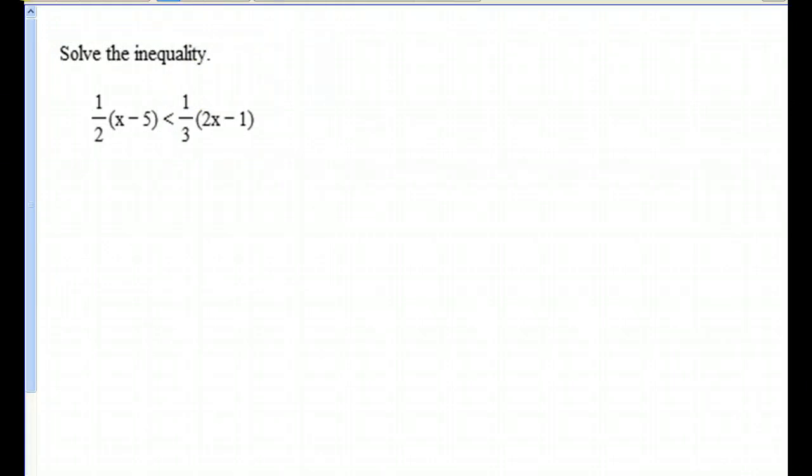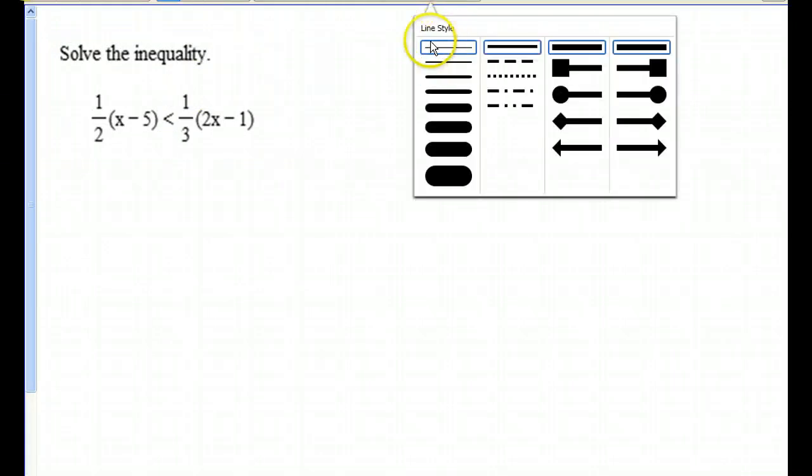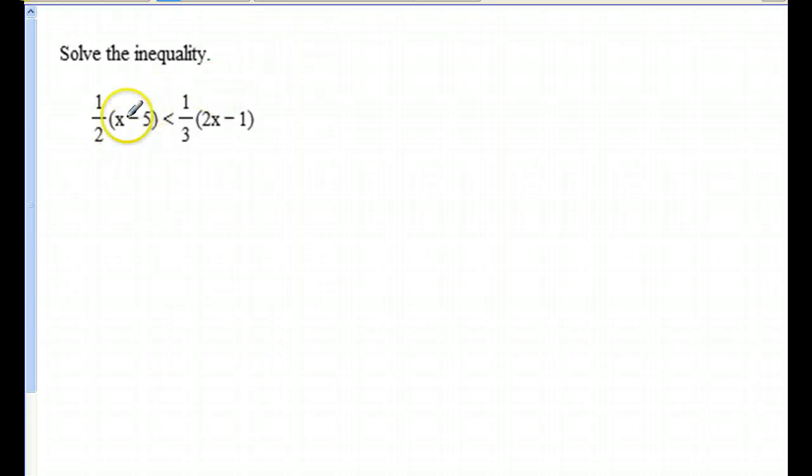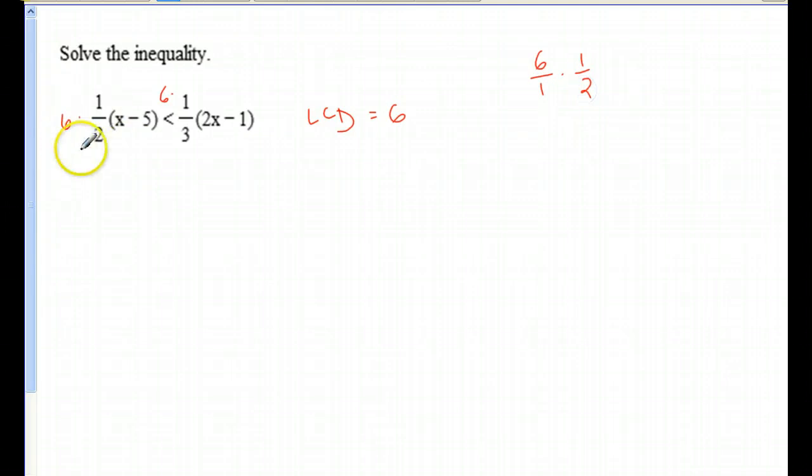Alright, things that got rid of fractions before, multiplying by the LCD, will get rid of fractions now. So the LCD on the left and the right of all the fractions is 6. If I multiply on the left by 6 and on the right by 6, 6 can be written as 6 over 1 times 1/2. The 2 will go into the 6 3 times. I'm left with 3 times 1 over 2, or 1 times 1.